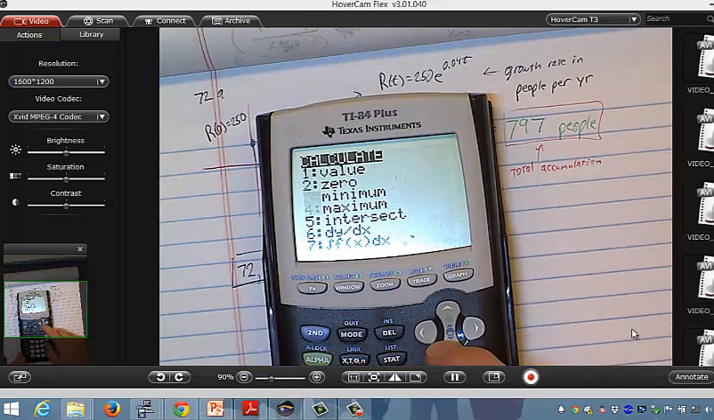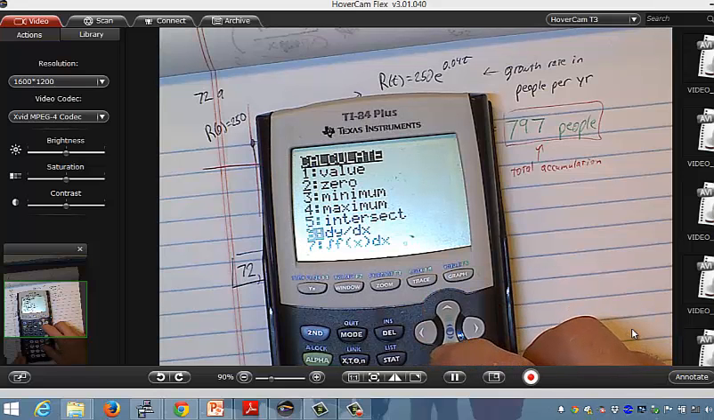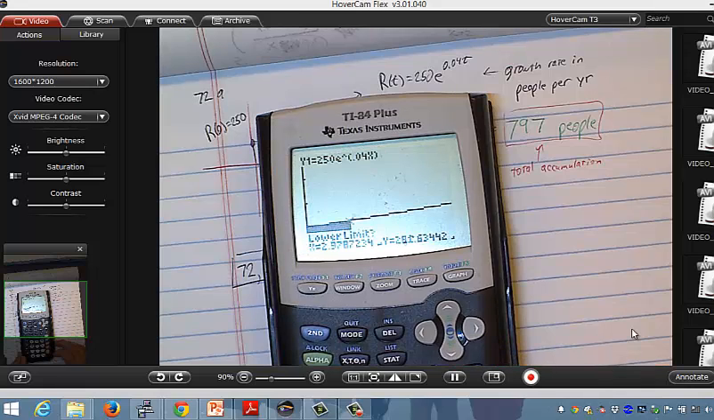Let's compute the integral, because this gives you the total accumulation. So again, choice 7. Lower limit 0. Upper limit, you're saying 9.8. All right, let me calculate it. Oh, yeah, 2999. So what are we going to say? Basically, in that 10th year is when we're going to be in trouble. We're going to be over 3,000 at the rate things are going.